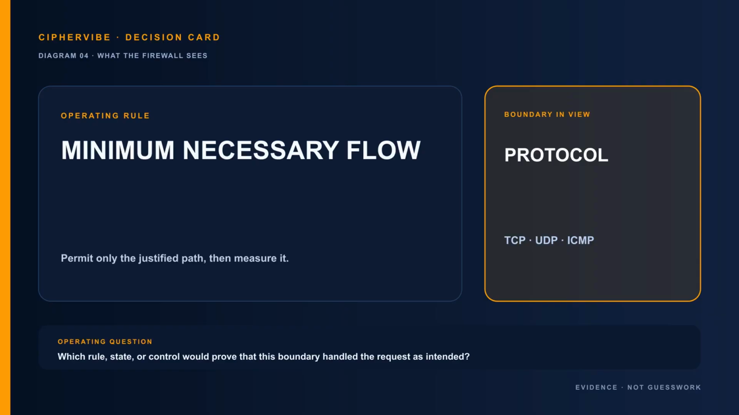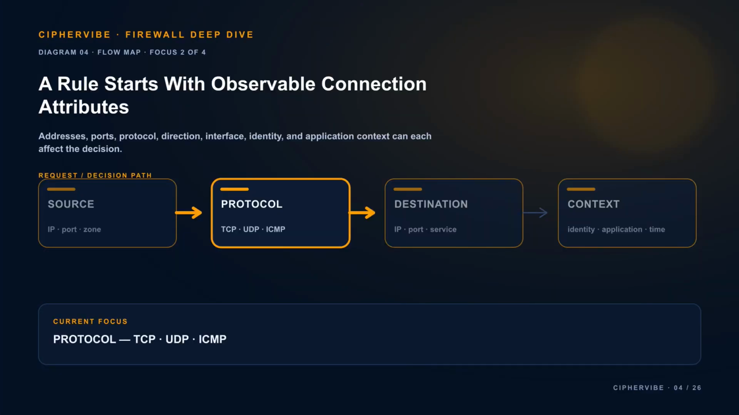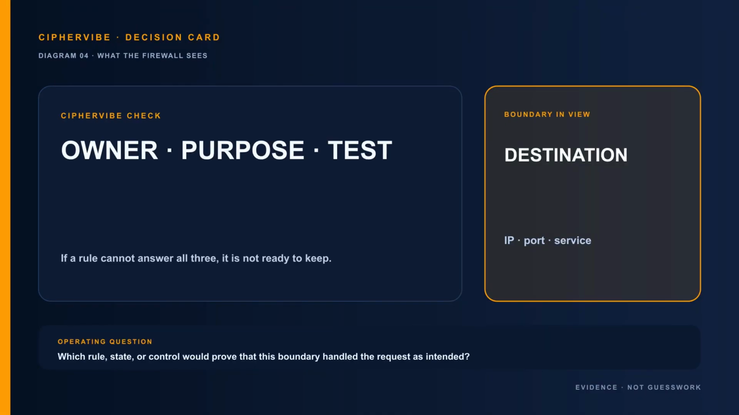For the North Star Commerce simulation in this video, we record the exact match conditions in plain language beside the rule: who initiates, which service is needed, which destination owns it, how long it is needed, and where proof will appear. That is the difference between a collection of rules and a defensible boundary. The next operator can explain the decision without guessing.